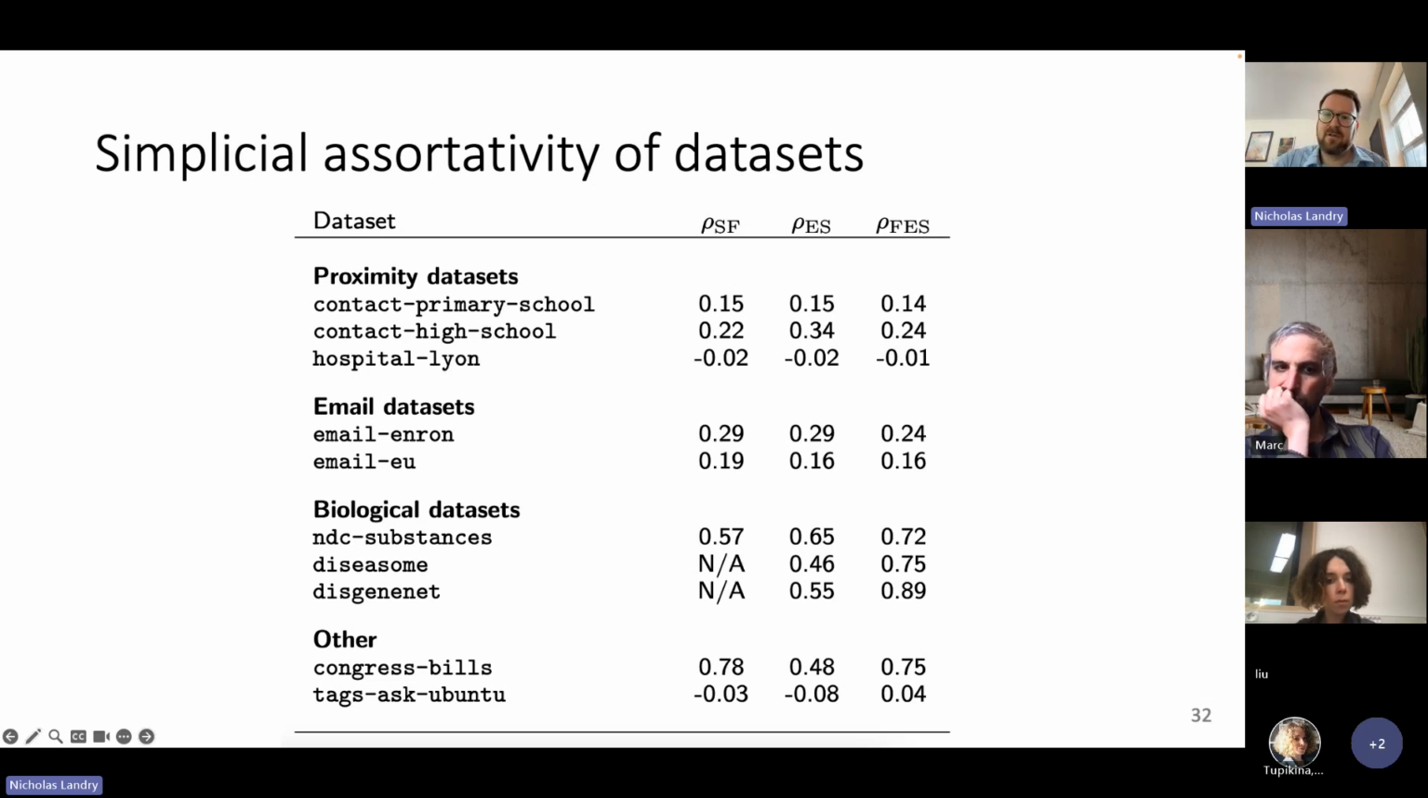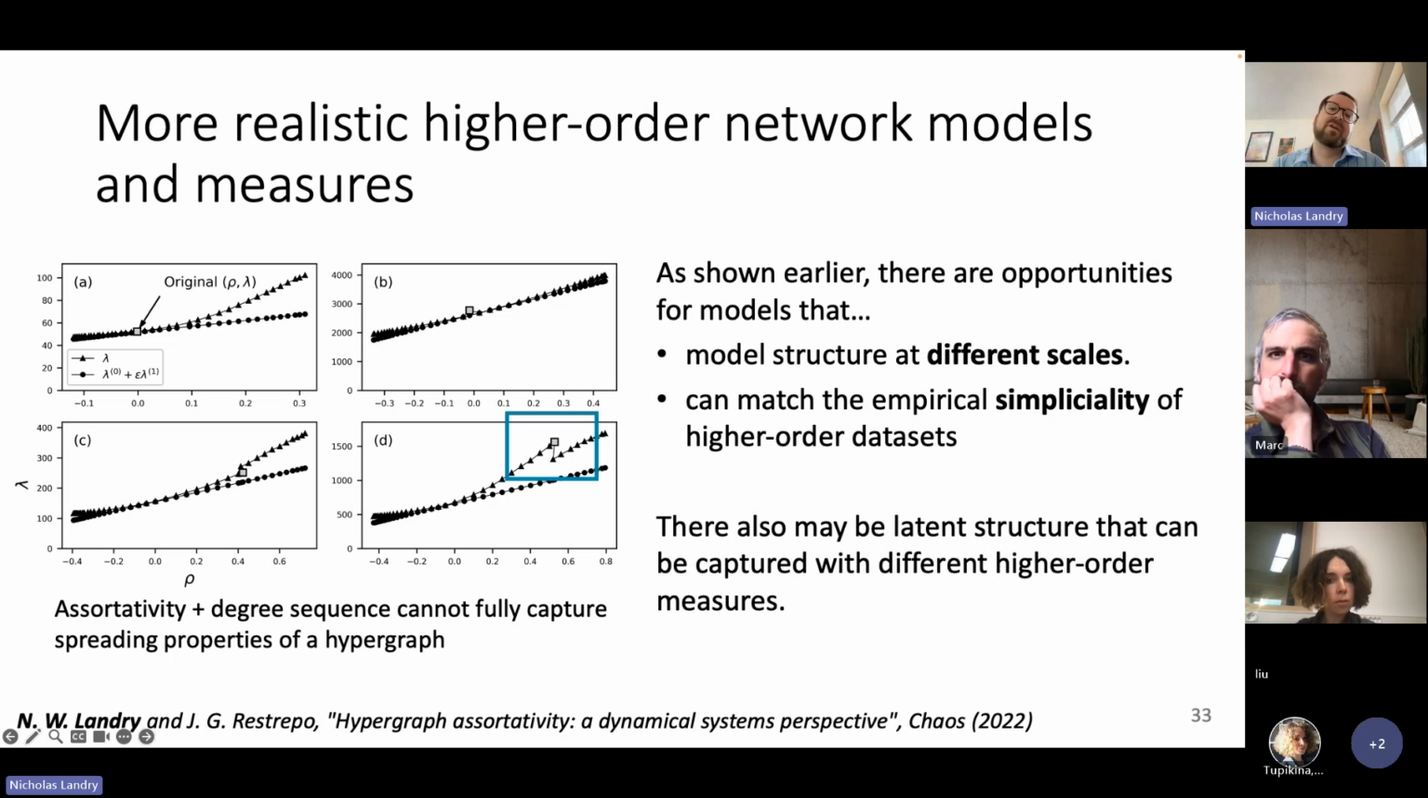So I just want to wrap up and leave you with this. Hopefully I've convinced you that we don't have adequate models to represent some of these properties. First off, we can't measure structure at different scales with some of the global level metrics. And in addition, it seems like with our current generative models, we cannot match the empirical simpliciality.